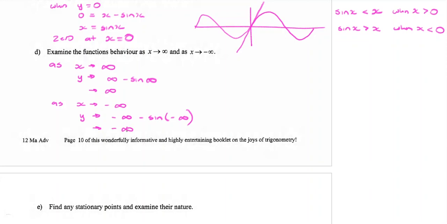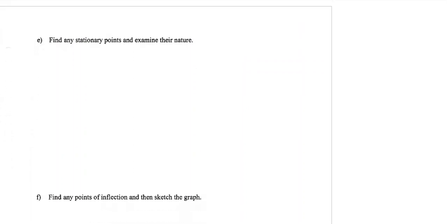Okay, part E. Find any stationary points and determine their nature. All right, derivative time. My equation was y equals x minus sine x. You can't differentiate sec, well, not without doing so. You can if you turned it into 1 over cos squared, which would be cos to the negative 2, and did a chain rule. But there's no formula for it, if that's what you're asking for.